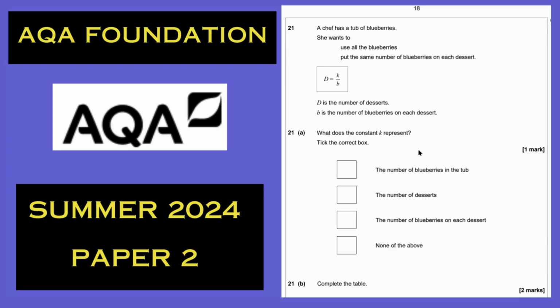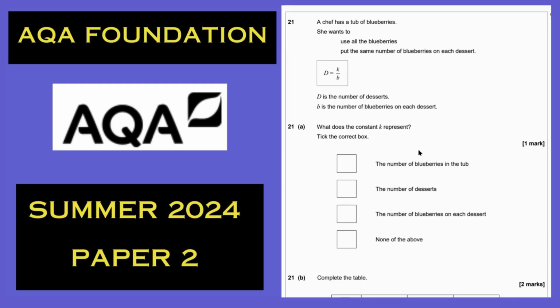Number 21. Waffle. They love their waffle, but it's multiple choice. D is the number of desserts the chef can make. B is each dessert, so K has to be referring to how many the chef had. And how many the chef has is the number of blueberries in the tub. That's the key bit.